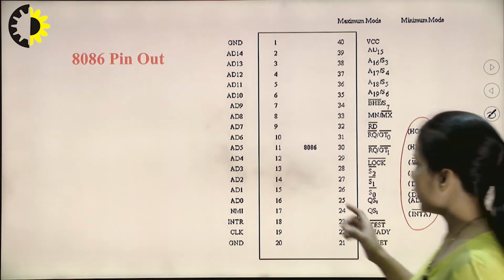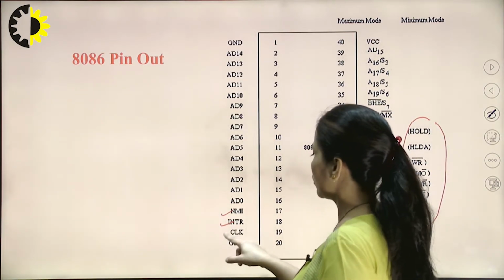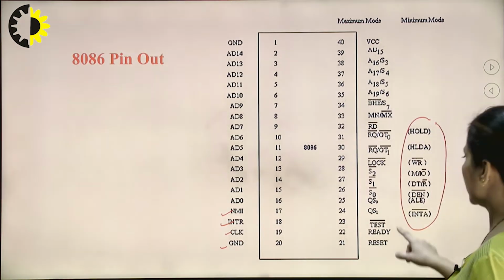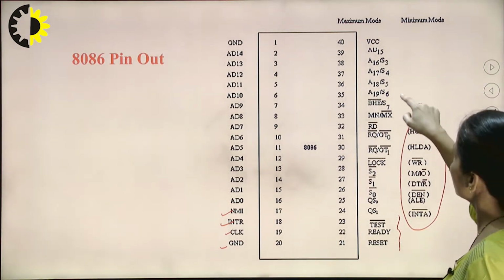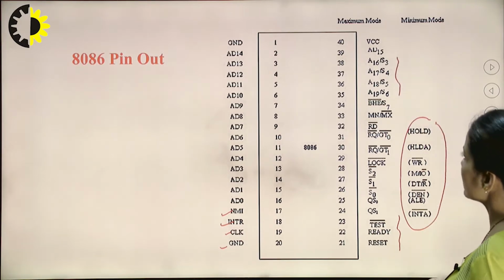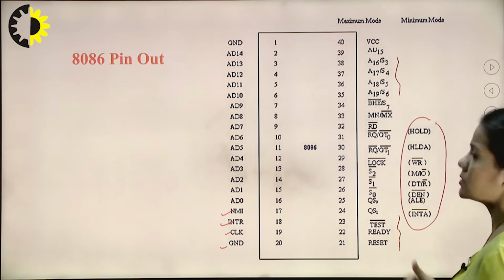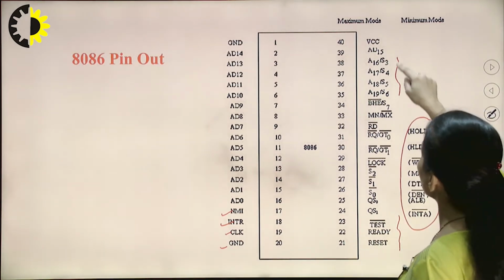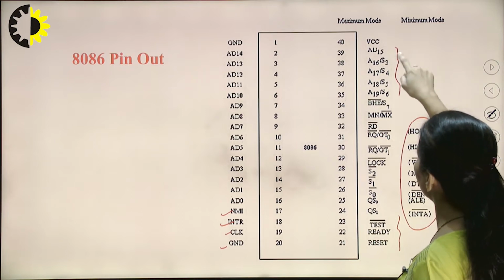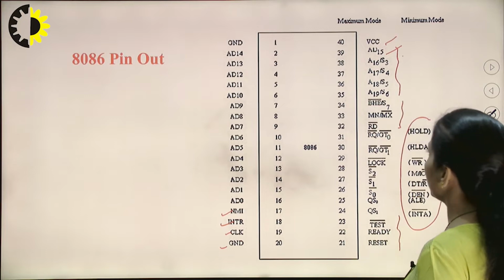So now here, this is interrupts, clock, ground. These are certain pins which we will discuss in subsequent slides. These are again address lines, the rest of the address lines A16 to A19, since we have a 20 bit address bus in 8086. So this is AD15, this is VCC, bus high enable, and minimum and maximum.